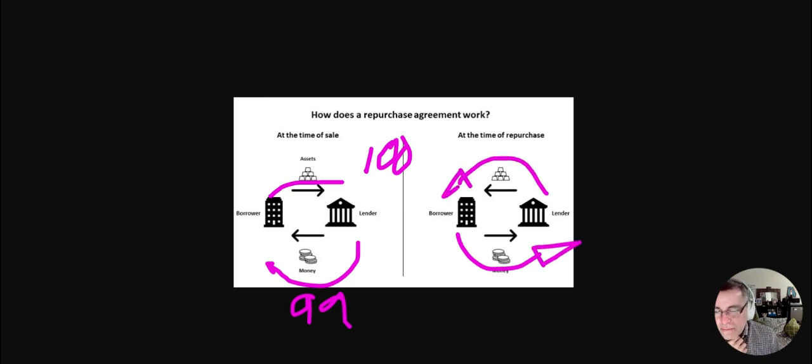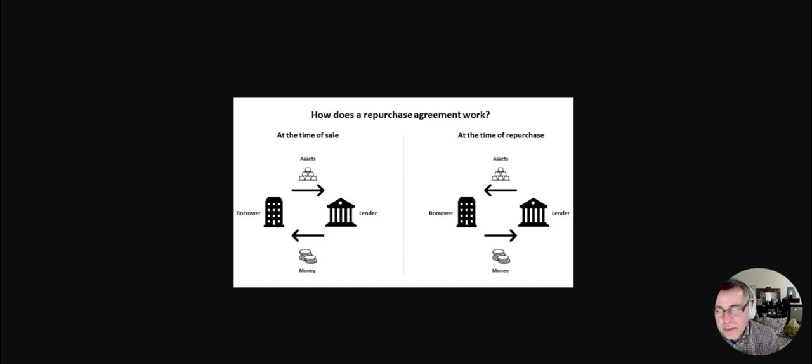And because these are very liquid assets, if he doesn't give the money back, the lender will just take the assets and will sell it and will get probably $100, maybe somewhere between 99 and 100. And that's how things work when they work.